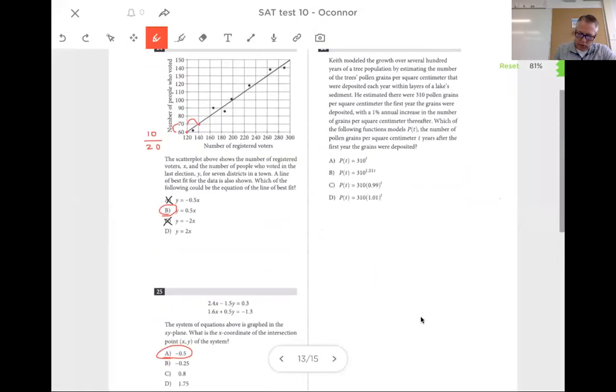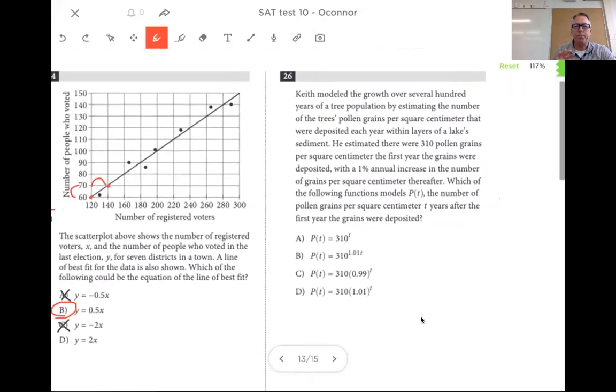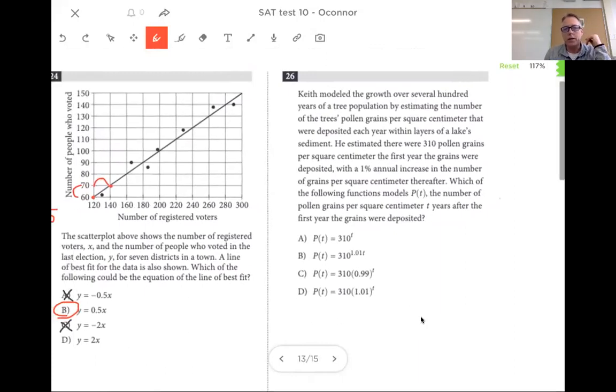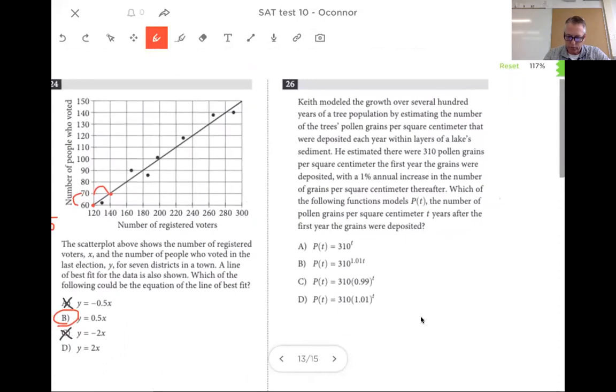All right, next one. And this one, hopefully by the end of class, makes perfect sense for you guys, because this is exactly what we're doing today. Keith modeled the growth over several hundred years of a tree population. I'm not really going to get into reading all of the particulars of it. I can see here that we started with 310 pollen grains, and we had an annual increase of 1%. The question is which of these functions shows that. Well, they all have the 310 in it, so that's not really a good clue for me. So it boils down to which one is showing a 1% annual increase.